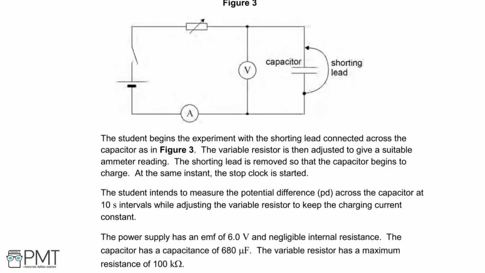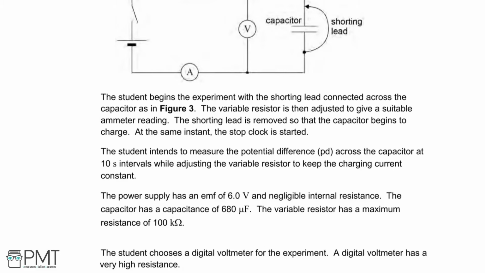The student begins the experiment with a shorting lead connected across the capacitor as in figure 3. The variable resistor is then adjusted to give a suitable ammeter reading. The shorting lead is removed so the capacitor begins to charge. At the same instant, the stop clock is started. The student intends to measure the potential difference, the PD, across the capacitor at 10-second intervals while adjusting the variable resistor to keep the charging current constant.